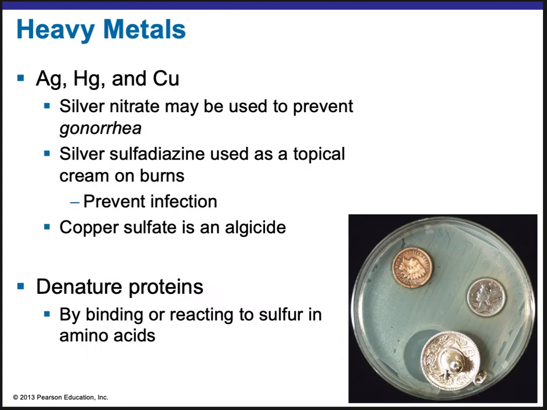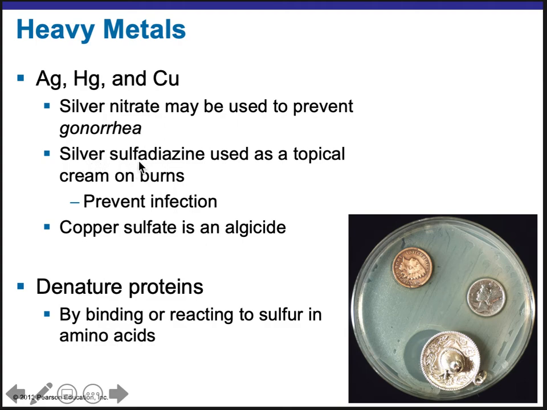Okay, so heavy metals don't always kill. They can denature proteins, for example, binding to or reacting with sulfur amino acids that have sulfur in those side chains. And we see silver nitrate can be a preventative treatment for gonorrhea way back when we were first starting to learn about microbes. This was a common practice.